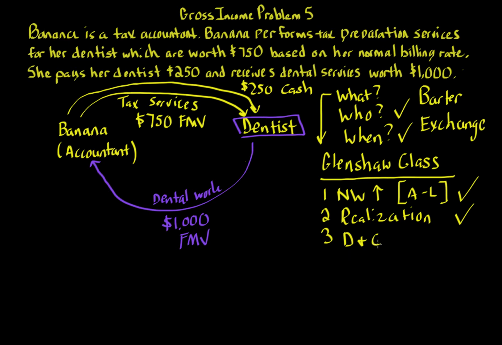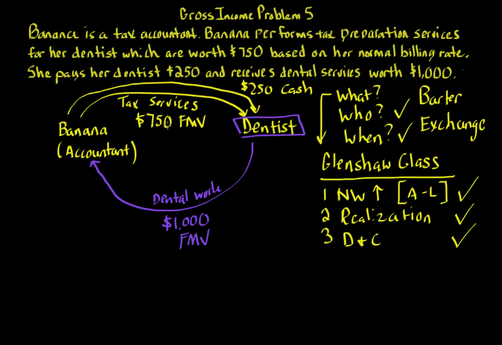Dominion control, are there any issues with dominion control here? No, there's nothing that's restricted on the cash or the services. So we have gross income. The question becomes, how exactly do we record the gross income? What exactly takes place here? Well, again, we draw this out. And the best way to think about it is to think about it constructively with using cash.